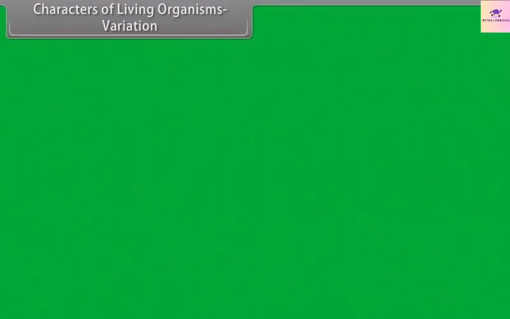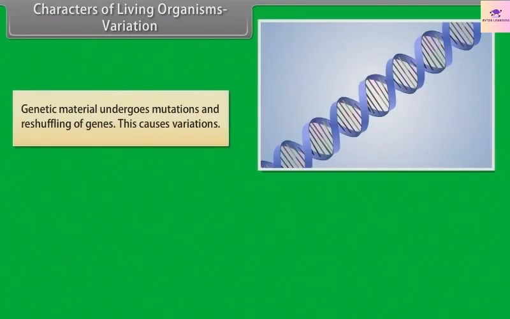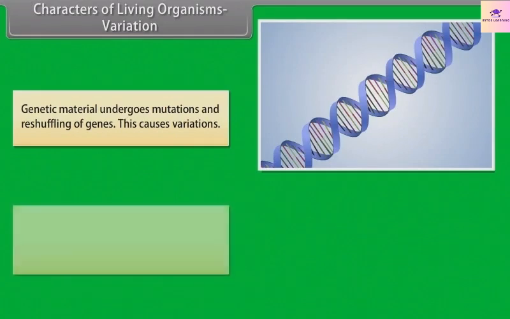Characters of living organisms. Variation. Genetic material undergoes mutations and reshuffling of genes. This causes variations.